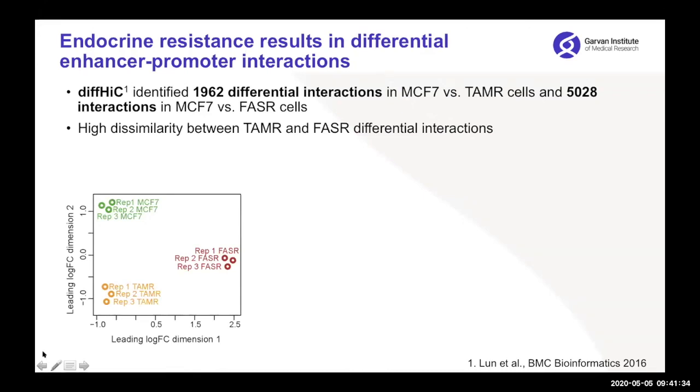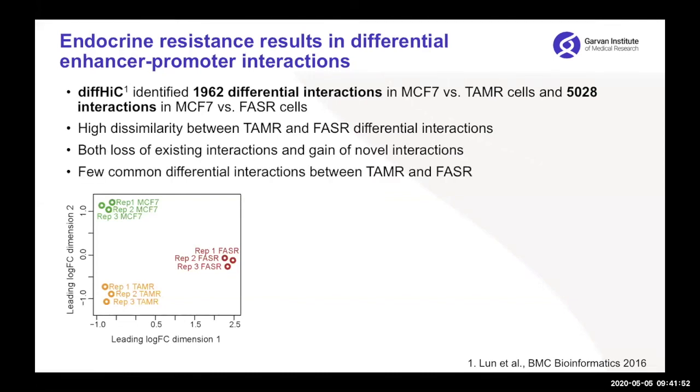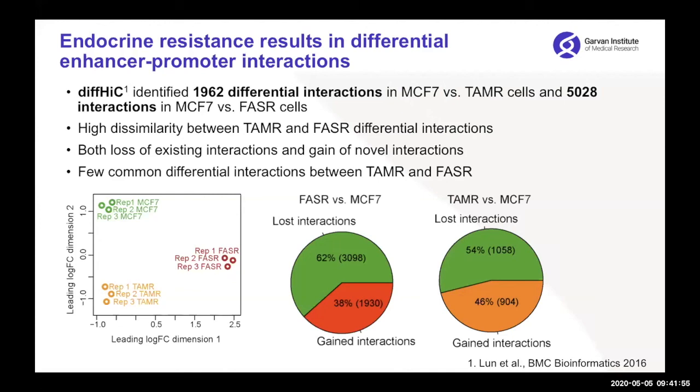Interestingly, we saw not only big differences between the parental MCF7 cells and the resistant cell lines, but also there was high dissimilarity between the TAMR and FASR differential interactions, with actually just a few common differential interactions between them. We observed both loss of existing interactions, shown in green, as well as gain of novel interactions. And as I mentioned, there's only a few common differential interactions between the TAMR and FASR.